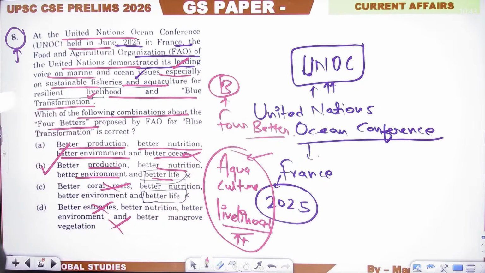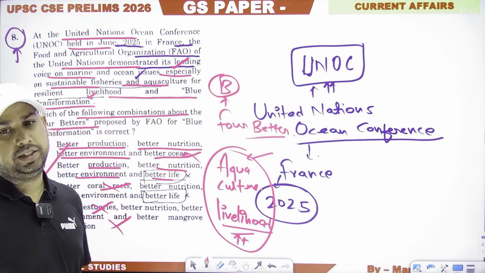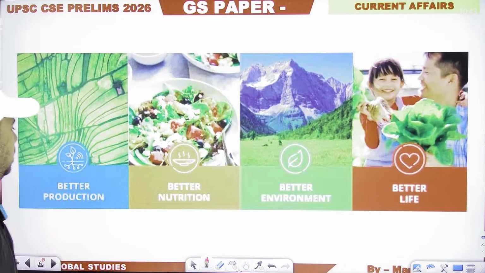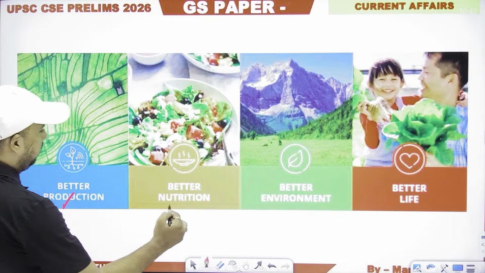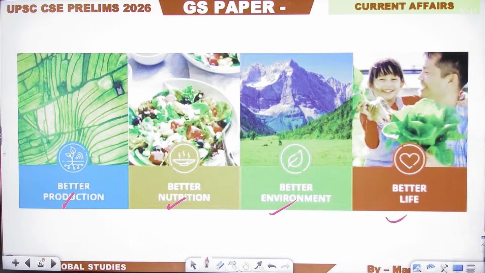These are the 4 betters for the blue transformation. Keep this thing in mind. So what are these things? Better production, better nutrition, better environment, and associated with that is better life. So these are the 4 betters which are associated with blue transformation. Blue transformation is very important as per the Food and Agriculture Organization. So we are dealing with this thing.